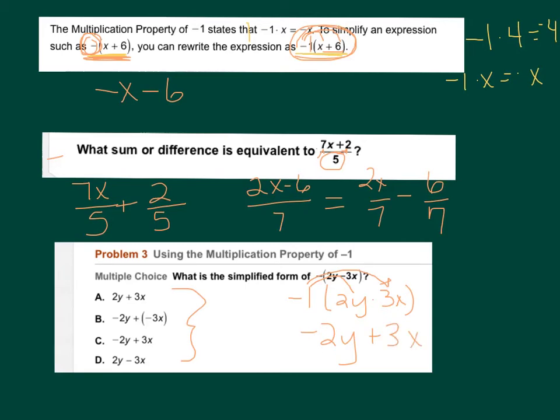All right. Now remember, the only thing the negative did is change the original problem. So here's my original problem. Okay, and look in the parentheses. The 2y is positive, now it's negative. The 3x was subtraction, now it's positive. Okay. All right, and which one of these match? It would be C.